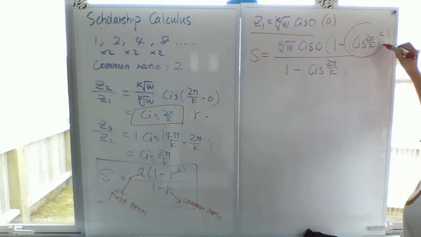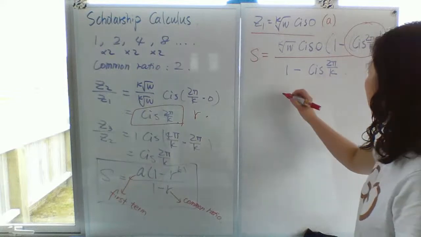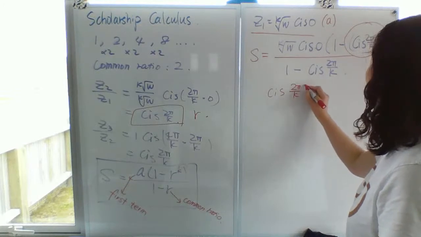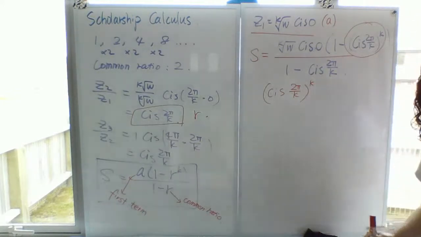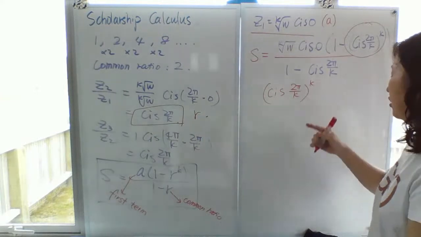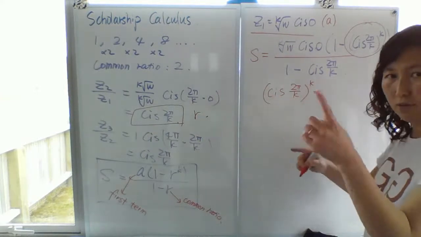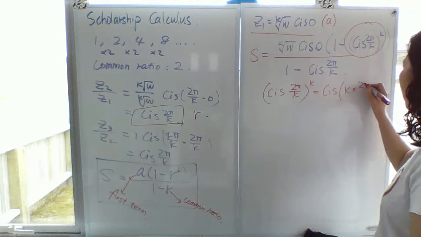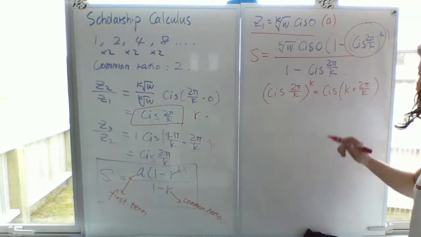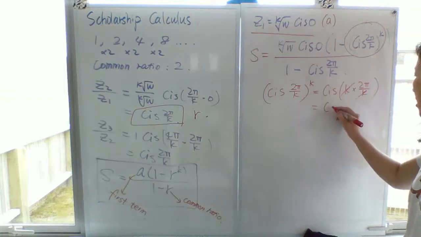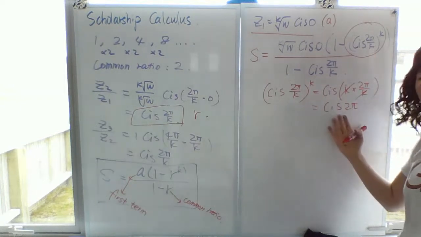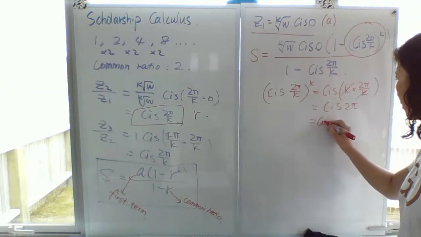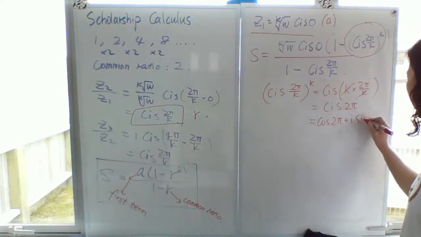I'm going to work on this first because that has a power of k. So cis 2 pi over k, this whole thing to the power of k, again using the theorem, will be equal to, the modulus is 1, 1 to the power of k is still 1, and the angle will be k amount of 2 pi on k. We can cancel k and k together, so that will give me cis 2 pi. So now I can figure out the actual value of cis 2 pi. That is the same as cosine 2 pi plus I sine 2 pi.